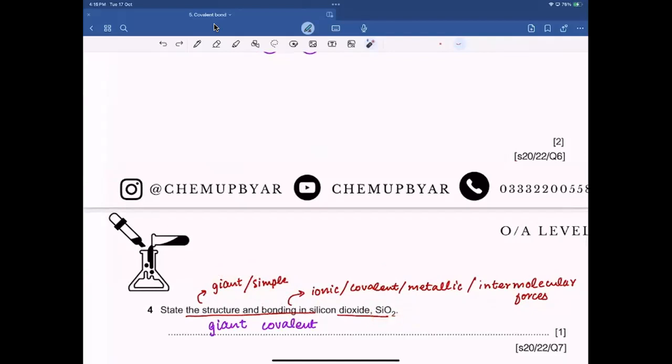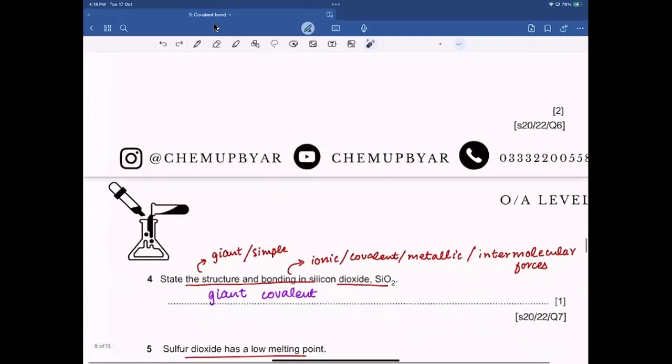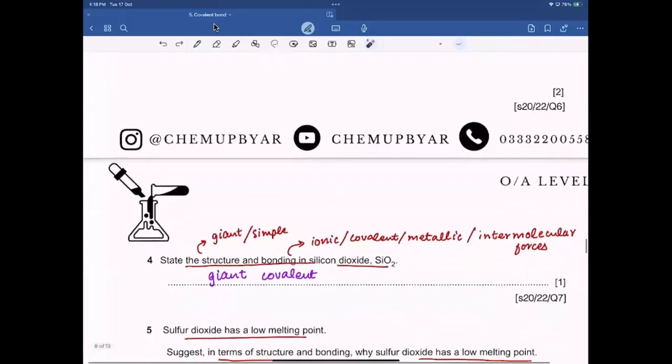For example, instead of this, they have asked you NaCl. Then the structure is again giant and the bonding is going to be ionic. For example, if they ask you CO2, the structure is simple and the bonding is weak intermolecular forces. So that's how you will answer these kinds of questions. Is this clear? Yes, sir.